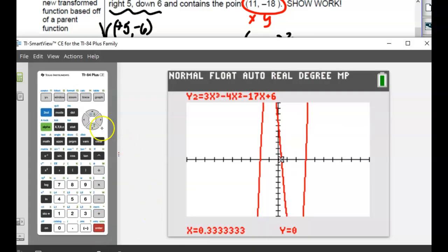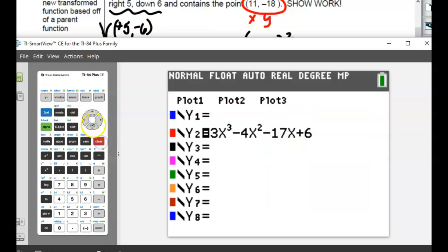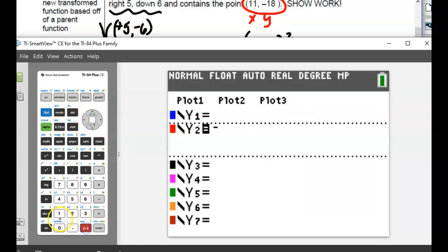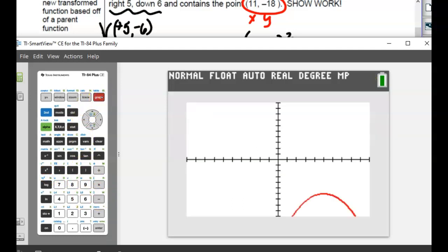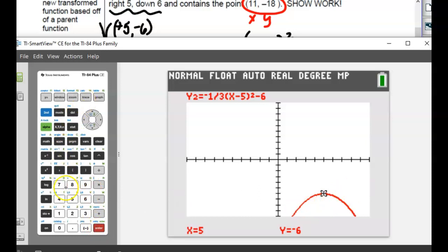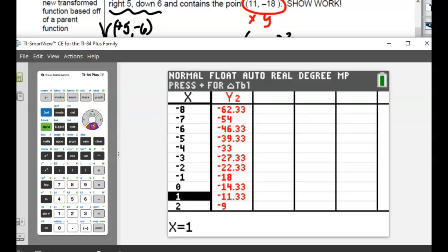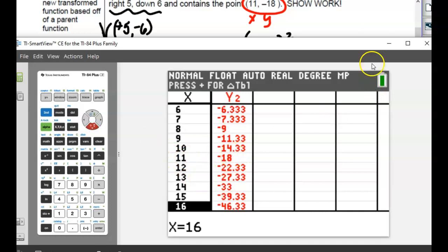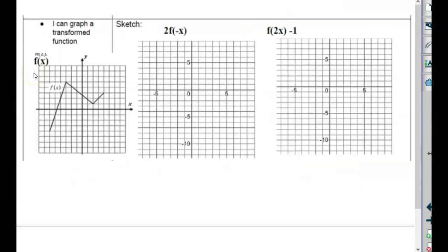And again, you could go to your calculator and you could type that in. It was x minus 5 squared. Don't forget the squared, because it's not a quadratic without it. Okay, if I trace over to 5, it's in fact at 5, negative 6. And then what was the other point? 11? I'm going to have to look at the table. It's not in my window, but if I go down to 11, negative 18, okay? So you can check that you did it right.